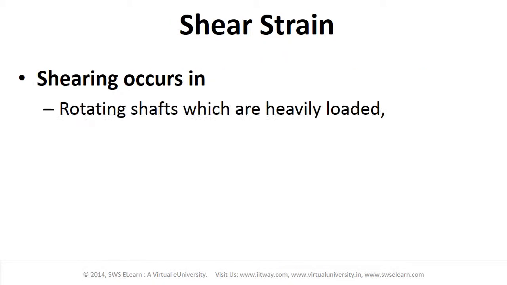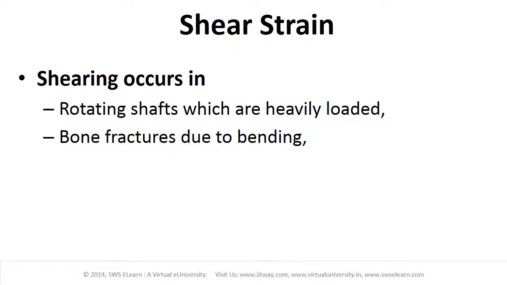Shearing occurs in rotating shafts which are heavily loaded. Shearing also occurs in bone fractures due to bending. Another situation in which the shearing occurs is when the spiral spring is stretched. In this case, the metal wire is twisted but not stretched.